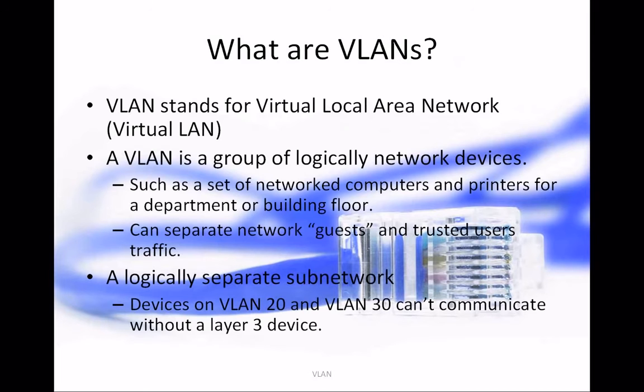So what are VLANs? VLAN stands for Virtual Local Area Network, or also called a virtual LAN. A VLAN is a group of logically networked devices, such as a set of computers and printers that are for a department or a building floor. You can also separate these devices on your network, such as guest devices on one VLAN and trusted users on another. A VLAN is also a logically separated subnetwork. For example, devices on VLAN 20 and VLAN 30 can't communicate between each other without a layer 3 device.